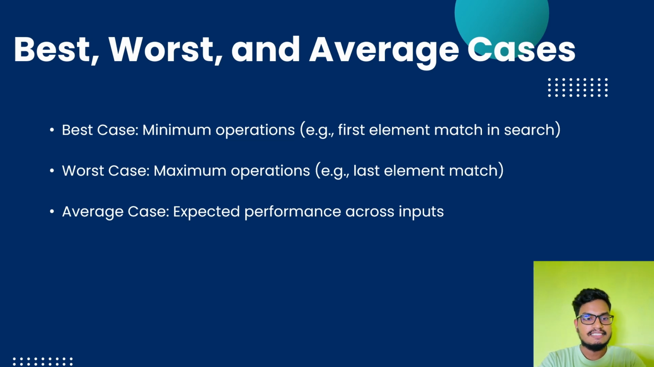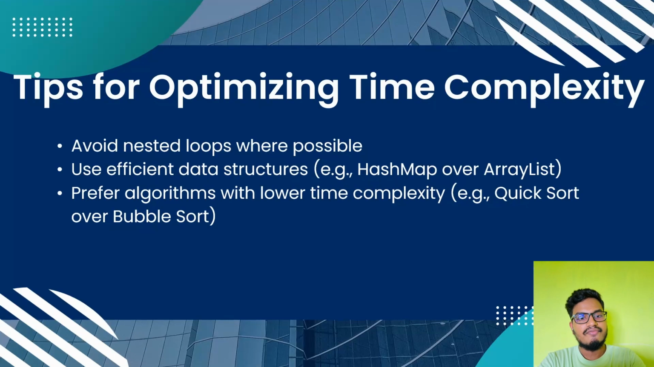Tips for optimization. Now here are a few tips to help you reduce time complexity in your programs. Avoid unnecessary nested loops. Use efficient data structures, for example, use a hash map instead of scanning a list. Choose faster algorithms like merge sort or quick sort over slower ones like bubble sort. Remember, sometimes changing just one line of code can improve performance 10x or more.